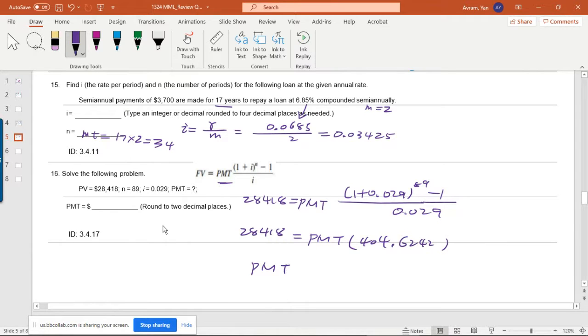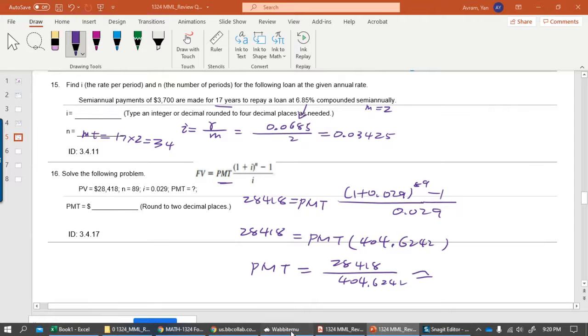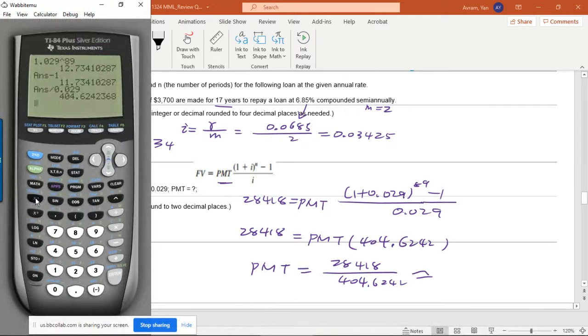All right, so my payment here is just 28418 divided by this one, right? So that is not that bad to calculate. And if I don't like to type, I can just use the inverse multiply the 28418. Okay, so that will give you 70.23.